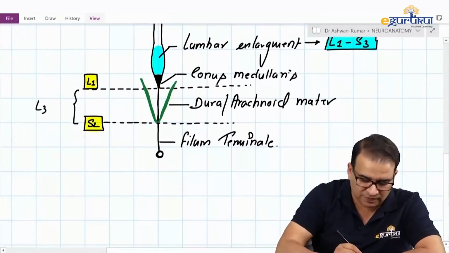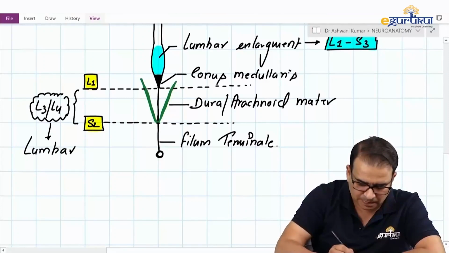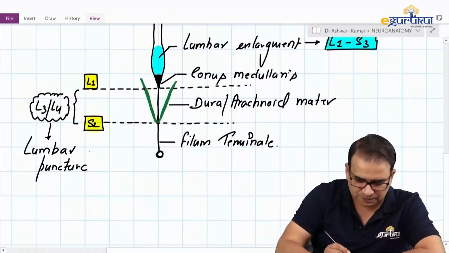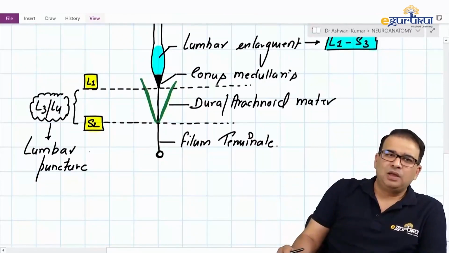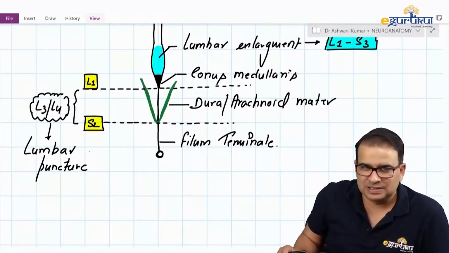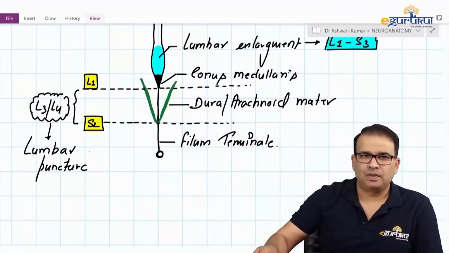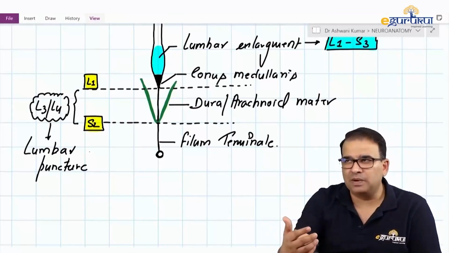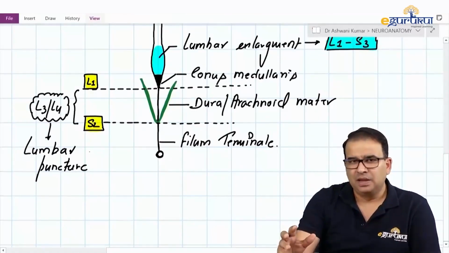And that's why, between L1 to S2, most preferably somewhere between L3, L4, if I take the ideal site, L3, L4 is the most preferred site for lumbar puncture. You can always do the lumbar puncture from one segment above or one segment below. We can do that, but L3, L4 is the standard.